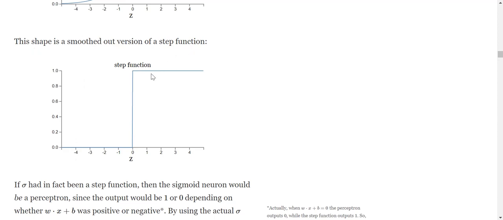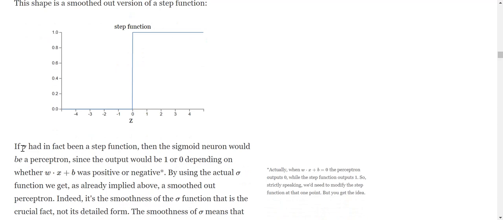So earlier when you were evaluating the perceptron, what you were essentially doing was using a step function. If the output was greater than 0, output 1. If it was less than 0, then output 0, right? If sigma had in fact been a step function, then the sigmoid neuron would be a perceptron, since the output would be 1 or 0 depending on whether wx plus b is positive or negative, right? If wx plus b was positive, you get a 1. If it was negative, you get a 0, just as with the step function.